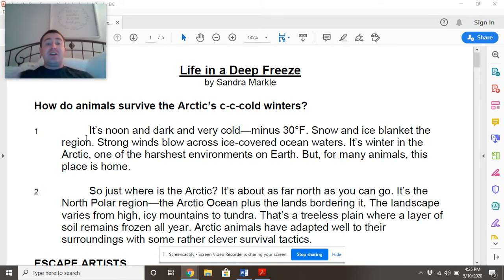So, paragraph one. It's noon and dark and very cold, minus 30. Snow and ice blanket the region. Strong winds blow across the ice-covered ocean waters. It's winter in the Arctic, one of the harshest environments on Earth. But for many animals, this place is home. So just where is the Arctic? It's about as far north as you can go. It's the North Polar region, the Arctic Ocean plus the lands bordering it. The landscape varies from high, icy mountains to tundra. That's a treeless plain where a layer of soil remains frozen all year. Arctic animals have adapted well to their surroundings with some rather clever, unusual tactics.